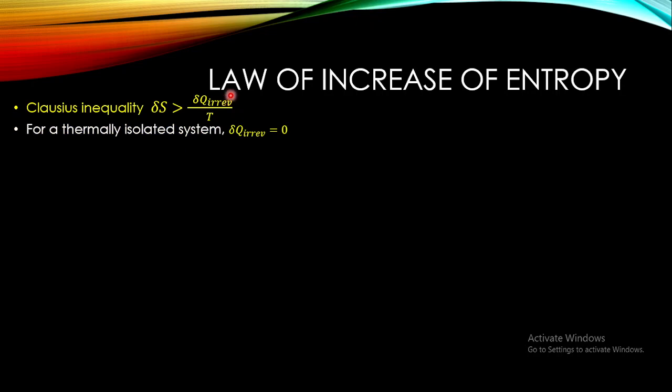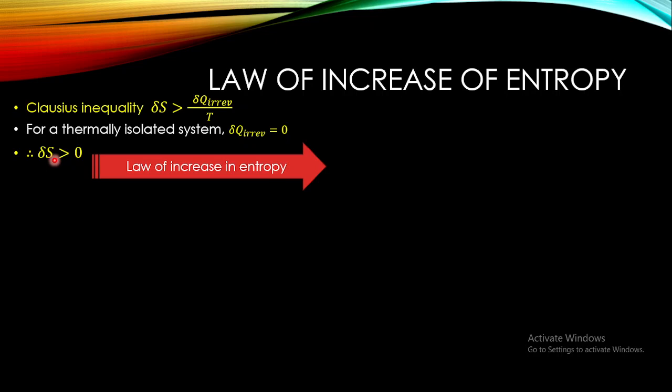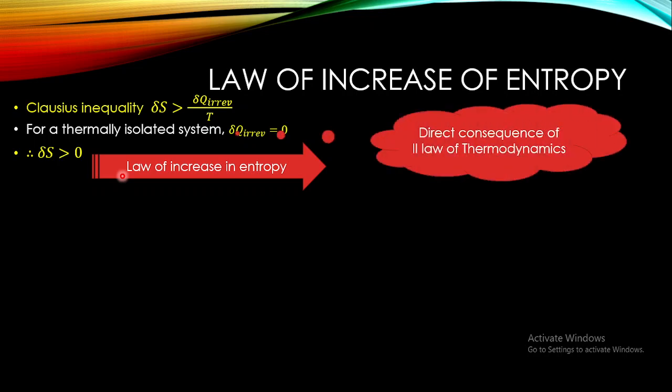So if I say there is no heat supply, if it is a thermally isolated system, then this factor will be 0. Then what would be the expression? The change in entropy will be greater than 0. So even if it is an isolated system, the system will try to increase the entropy. Okay, so that is the essence of the law of increase of entropy. If the system is thermally isolated, the entropy change will always be positive. So it is a direct consequence of the second law of thermodynamics.